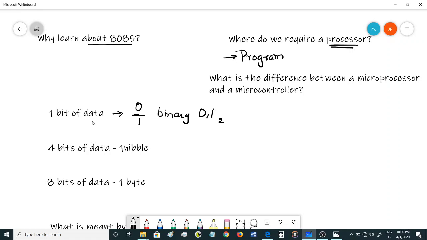Then you have your 4 bits of data, which is called a nibble. A combination of 4 bits is called a nibble. Let's say 1 0 1 0, 1 0 0 1. This is a combination of 4 bits. 1 0 1 1 is another combination of 4 bits. All these things can be called 1 nibble of data. And then comes your main unit, which is 1 byte. 1 byte is the unit that we generally use. 1 byte is 8 bits of data. We always say 1 kilobyte, 1 megabyte, or sorry, 1 kilobyte.